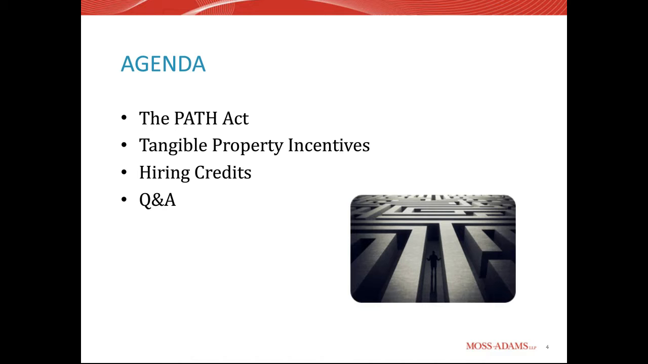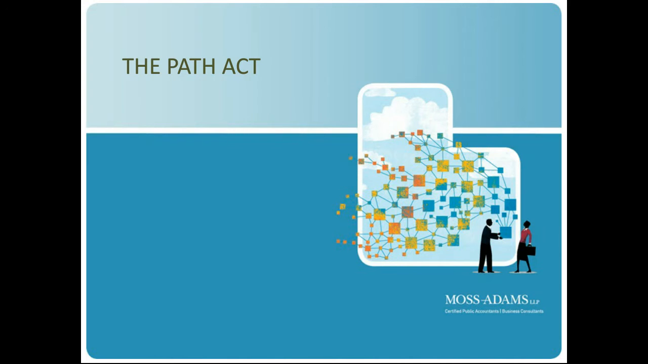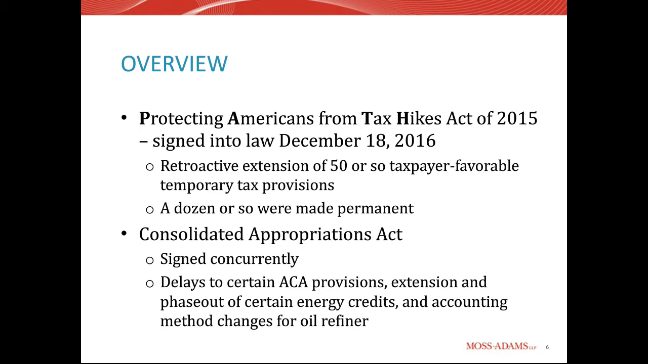So we're going to start out with a brief introduction of the PATH Act, which was signed into law December 18th of 2015. It says 16, but it's 15. And it included many popular tax breaks that had expired at the end of 2014. So for them to be available for 15, Congress had to pass legislation to extend them. So that's what the PATH Act did.